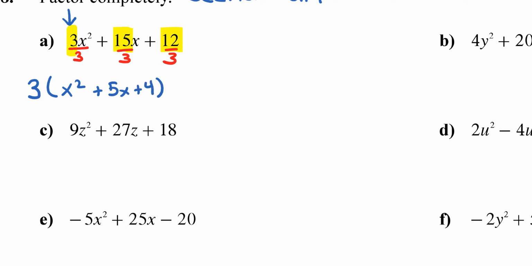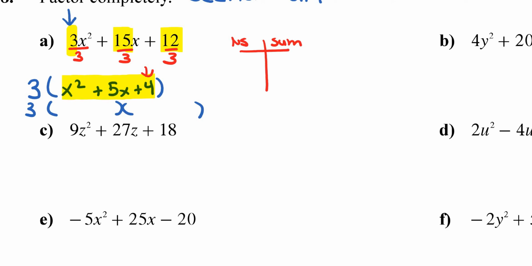You factor out the GCF, and then to factor this completely, you need to take a look at the trinomial inside the bracket, and you need to factor that basically the same way you factored the problems in question number 7. So inside the brackets, where I've highlighted the trinomial in yellow, you want to set up some kind of table where you need two numbers that multiply to 4, and they also need to add up to 5.